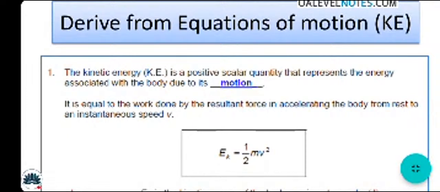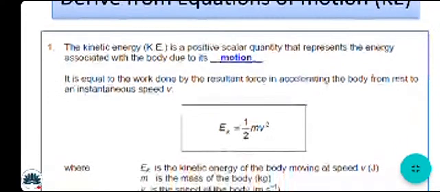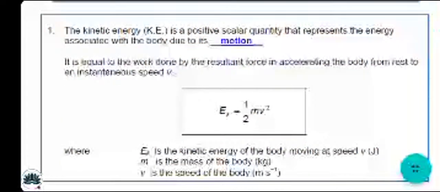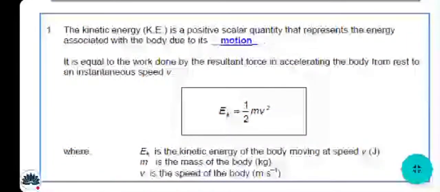It is equal to the work done by a resultant force in accelerating the body from rest to an instantaneous speed v. You are required to derive its formula: ½mv², where m is mass in kilograms and v is velocity in meters per second. What is the SI unit for kinetic energy? Although it's written here, let me ask you. Joules, and from the name you can also determine that this is an energy, so it must have the SI unit joule.